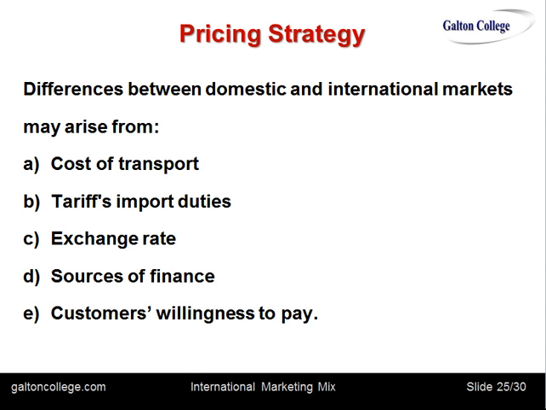So the difference between domestic and international markets may arise from the cost of transport. So if the item is shipped to the other country, there's the cost of transport. Tariffs and import duties. Moving goods internationally may be subject to a tax. The exchange rate may change. That's how we move from one currency into another currency. Sources of finance to finance it all may vary between countries. And also just the customer's willingness to pay. Are the customers willing to pay a high price or not such a high price for the product?